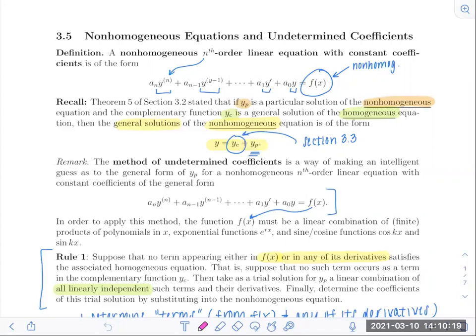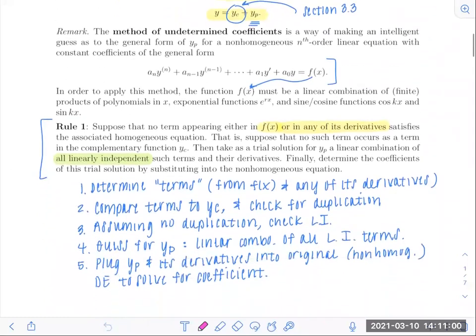Then we had theorem 5 from section 3.2, which said you can find the general solution of a non-homogeneous equation by adding together the complementary function y sub c, which is the solution of the homogeneous equation associated to the DE, and we learned how to find those in section 3.3, and the particular solution of the non-homogeneous DE. So this section is working toward both determining a particular solution y sub p, but also finding that general solution by adding the two together.